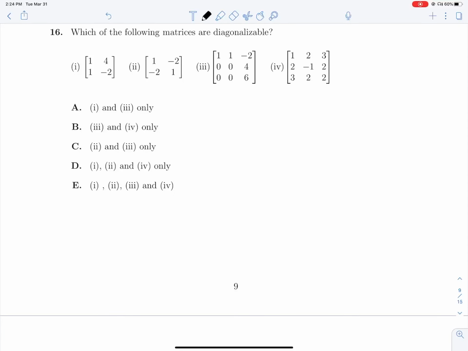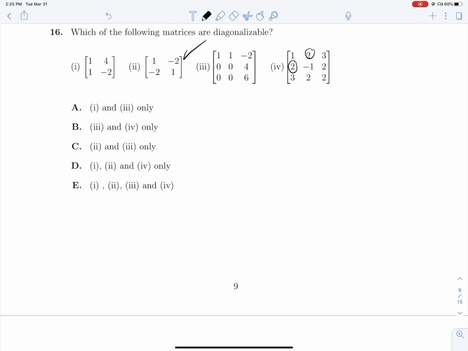16, which of the following matrices are diagonalizable? Believe it or not, we can do about half of this question in about 5 seconds, because an important fact to have in your arsenal of matrix facts, of which we need many, is that all symmetric matrices are diagonalizable. So 2 is a symmetric matrix because it is equal to its own transpose. You can test that out for yourself, but really I'm just looking for a mirror image down the main diagonal.